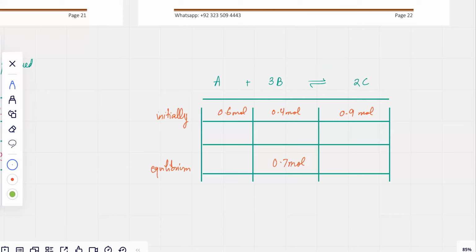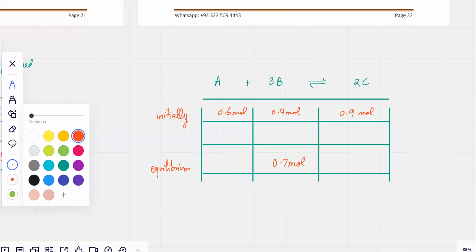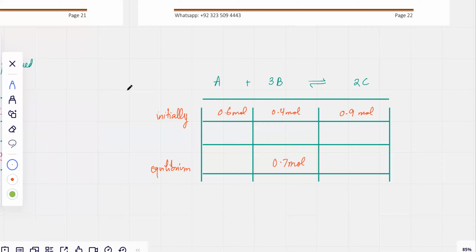That's the information that's given in the question. So you opened the container and you had exactly 0.7 moles of B present in the container. So what does that mean? That means these were the moles that you initially added. Emma, is this clear? Okay, initially you added all of these and you mixed them up.